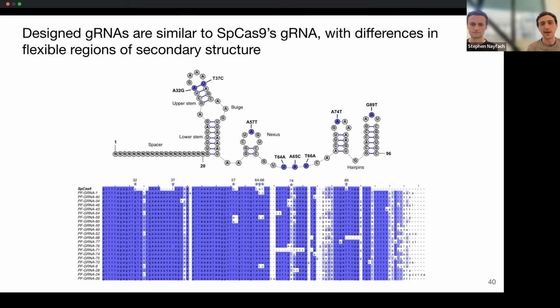And then annotated in that structure, we have these positions in the generated guides where we see a difference with SP-Cas9's guide. And what you can see is that many of the mutations that the model is introducing are at locations in the guide RNA that can essentially be tolerated functionally. So these are at loops or linkers. So the model has essentially learned some of the biophysics of the guide RNA and knows which regions of the sequence it can introduce sequence variation into.